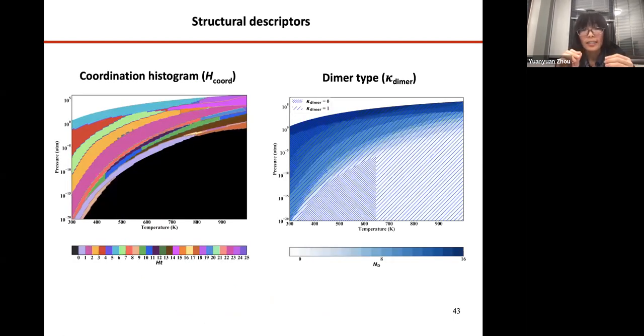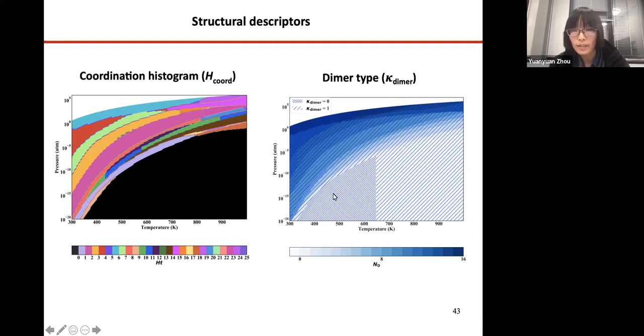If we change the indicator from the number of chemical deuteria to the coordination histogram, then calculate the free energy and find the lowest free energy, it corresponds to the most probable coordination histogram. Then we can get the TP map of the coordination histogram. Different colors correspond to different coordination histograms, and each histogram in its region is the most probable one. And the different hatching types correspond to the different dimer types.